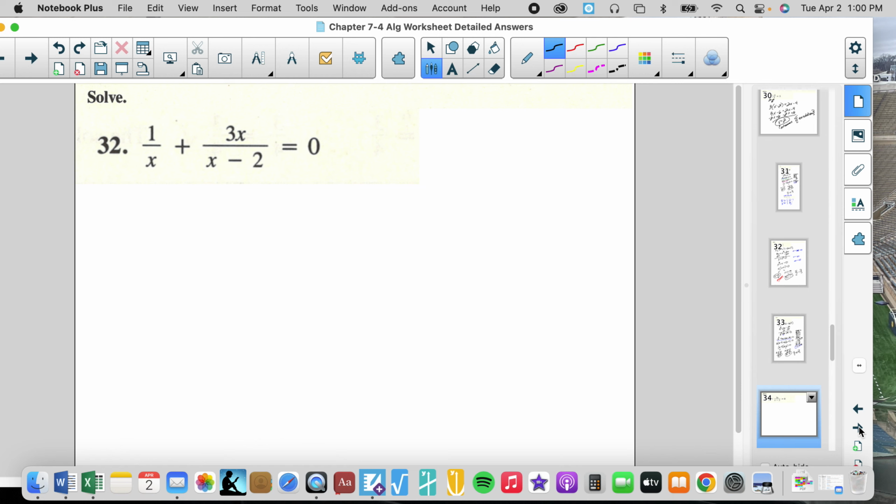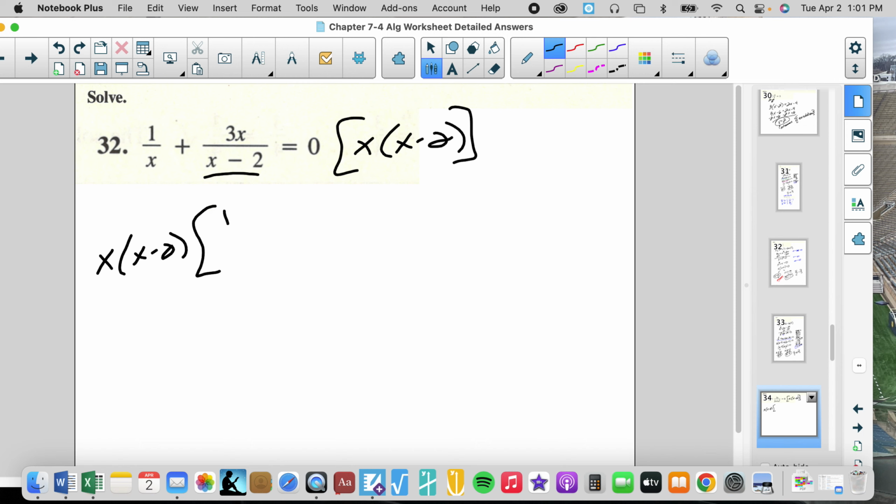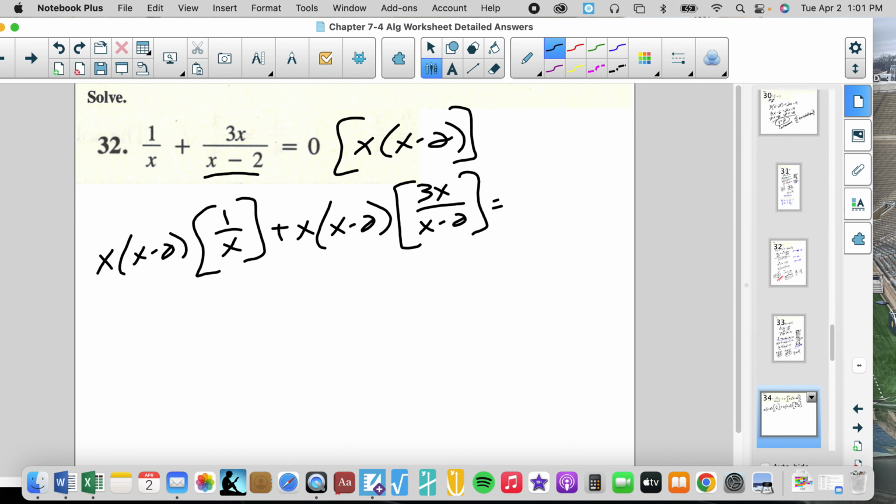Oh, hey! Now we have to use method 1. So the common denominator is x times the quantity x minus 2. We can't separate that. That has to be seen as a binomial. They are stuck together. So I'm going to have x times the quantity x minus 2 times 1 over x plus x times x minus 2 times the quantity 3x over x minus 2 equals x times x minus 2 times 0.